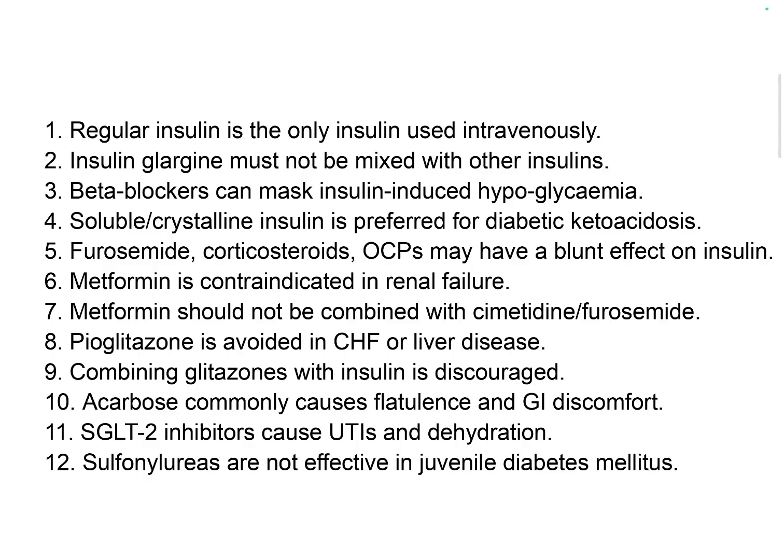Then corticosteroids. Corticosteroids increase gluconeogenesis in the liver and decrease peripheral glucose utilization in skeletal muscle. That means it induces insulin resistance. This is the reason for corticosteroids.